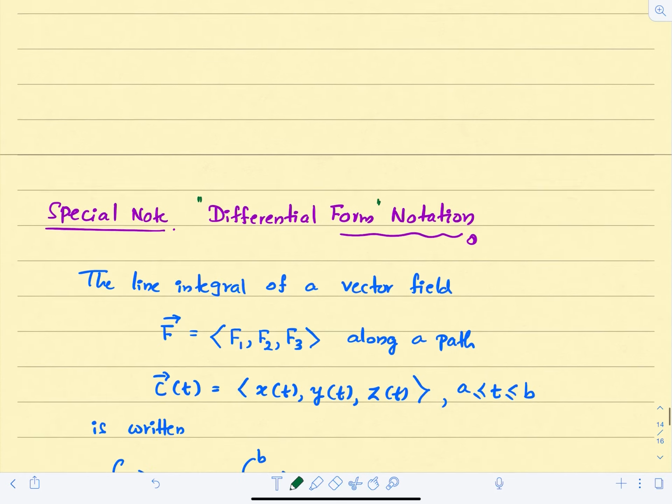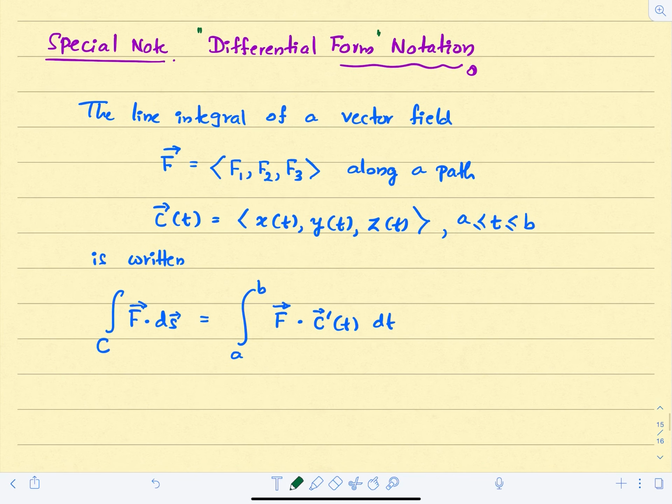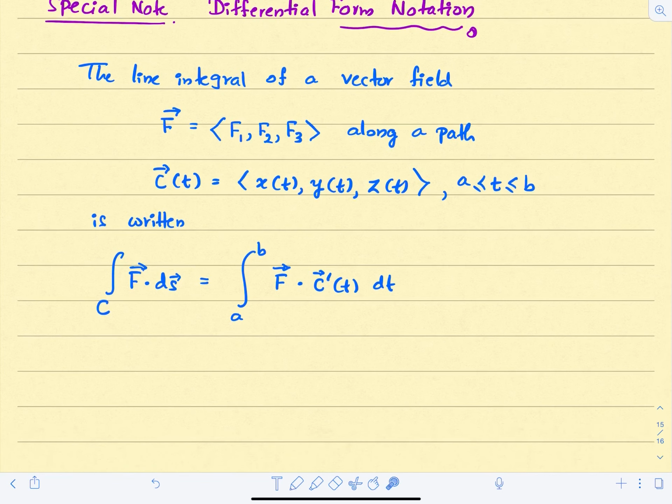Okay, next I want to talk about a specific form that we use in line integrals. This form is called the differential form. This is just a notation. Let's say we have a vector field F with three components F1, F2 and F3, and we are given a curve C of t with parameterization x of t, y of t and z of t. Then we know that according to the definition this line integral equals the line integral of F dot C prime t.